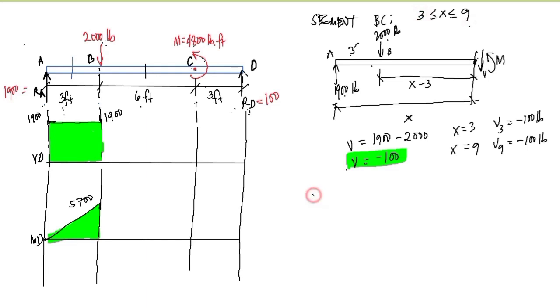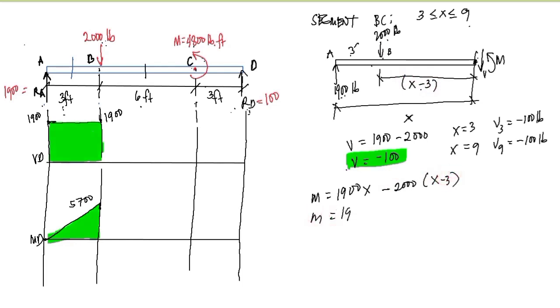And for the moment, we have here 1,900 pounds. Here we take the moment that will create a clockwise rotation. So we have 1,900 multiplied by x. And this 2,000 pound here will create a counterclockwise rotation. So we have minus 2,000 multiplied by the distance of x minus 3. So we have x minus 3.